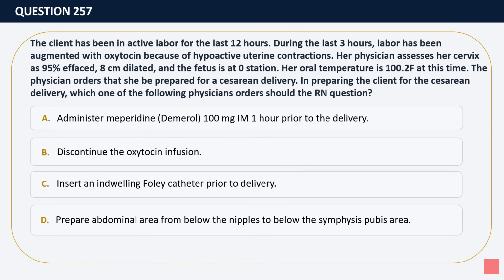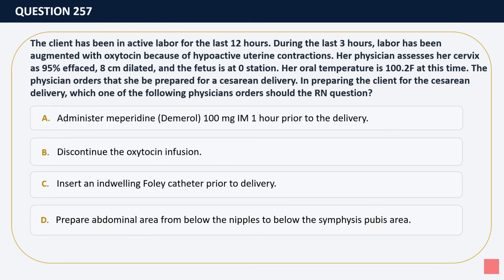Question 257. The client has been in active labor for the last 12 hours. During the last 3 hours, labor has been augmented with oxytocin because of hypoactive uterine contractions. Her physician assesses her cervix as 95% effaced, 8 cm dilated, and the fetus is at 0 station. Her oral temperature is 100.2 F at this time. The physician orders that she be prepared for a cesarean delivery.